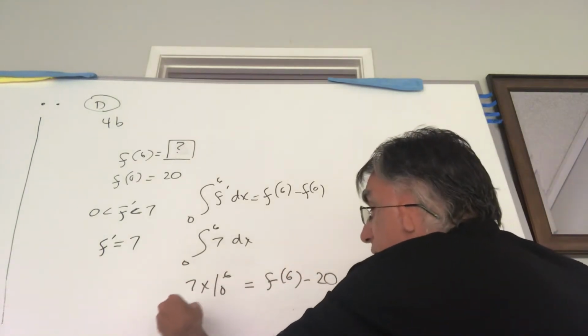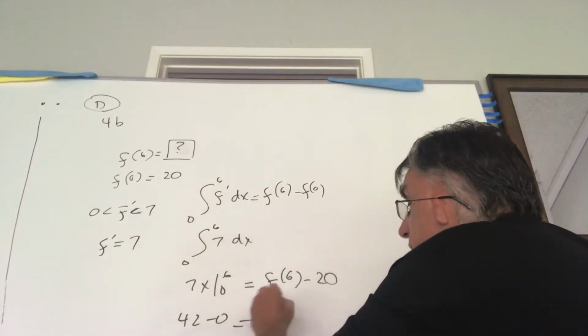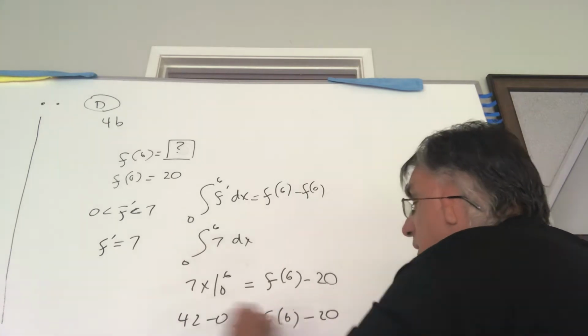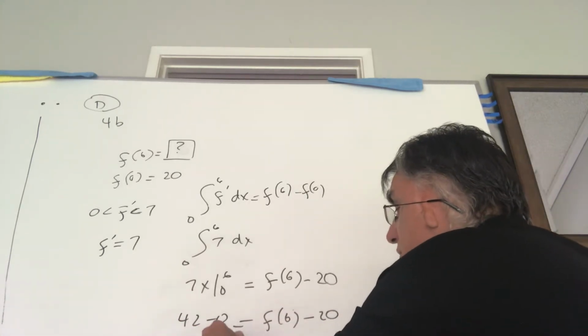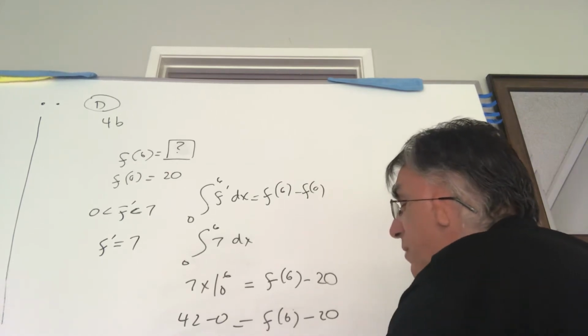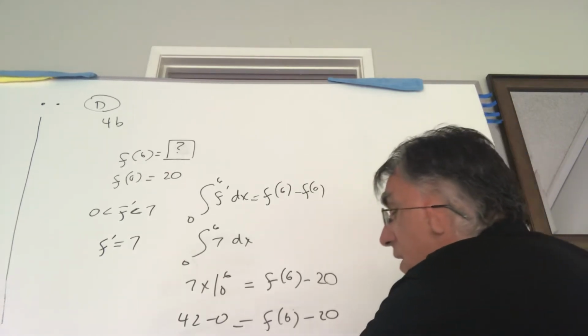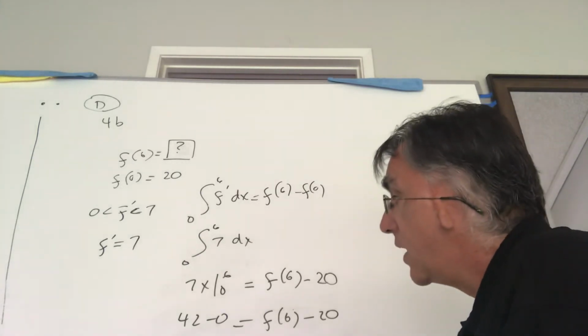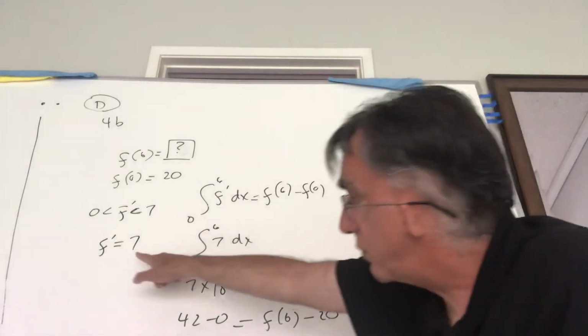Put the 6 in, you get 42 minus 0. F of 6 minus 20. 42 plus 20 is 62. It turns out that the most that f of 6 could ever be is 62. That function is just not going up. It never goes up more than 7.